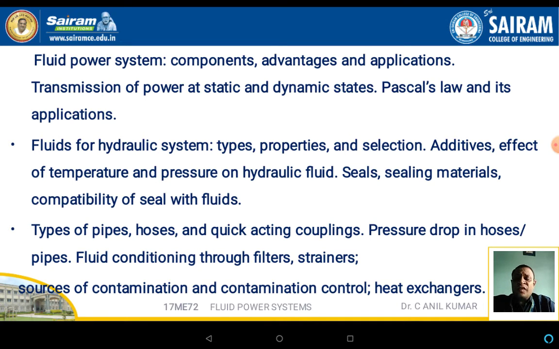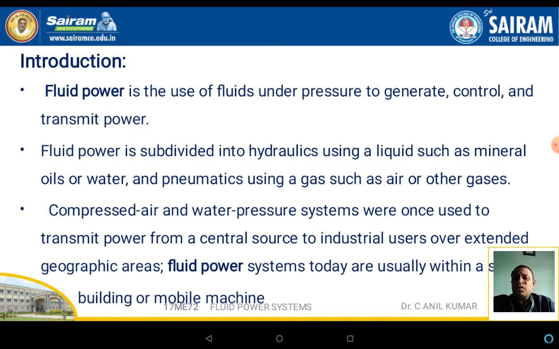Now, first we will go with the introduction to fluid power systems. As you know, fluid power is used to produce pressure, to generate, control and transmit power. Fluid power is subdivided into two categories: either hydraulic systems or gaseous systems.